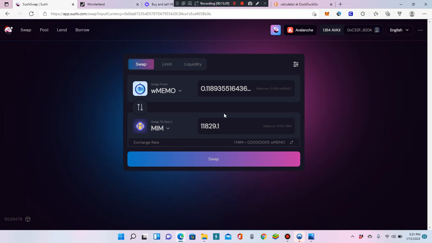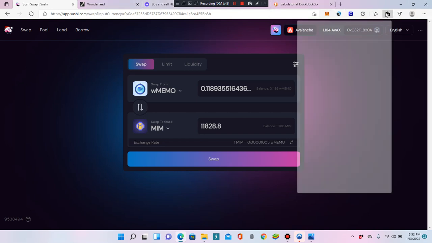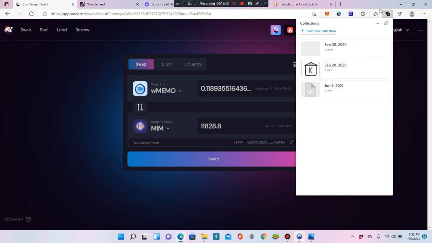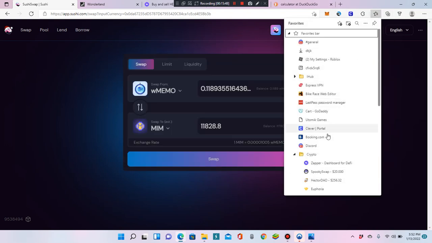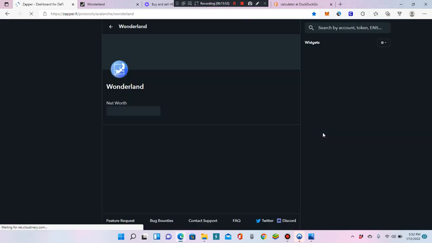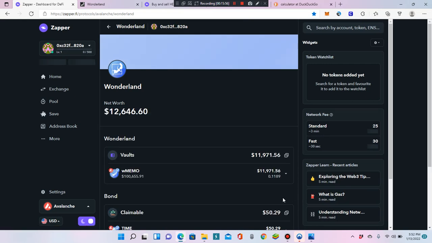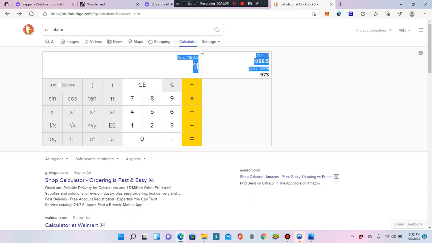Fudge. Because okay, so look at this amount. I'll be getting 11,829, right? But if I look at my wrapped memo balance over here in Zapper, this is what I'm talking about, these fees. Oh, I clicked the wrong thing. If you guys don't know, I love Zapper, and I use it all the time, because MiniMouse is just horrible about telling you what your balance is. Okay, so, oh, it's 11,971.